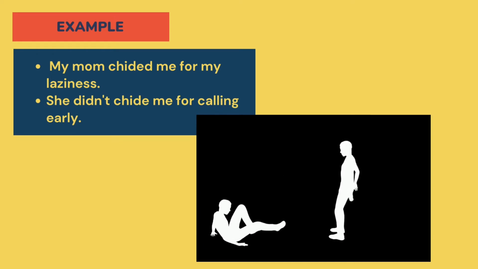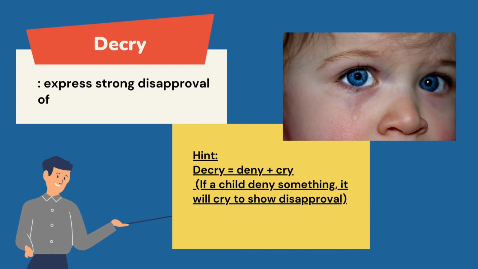Our next word is decry. Decry means to express strong disapproval of, to denounce, or to criticize. To memorize this word, you can make a hint: decry, deny plus cry. If a child denies something, it will cry to show disapproval. This means that he will cry to denounce or to criticize or to disapprove of anything, so he will decry.